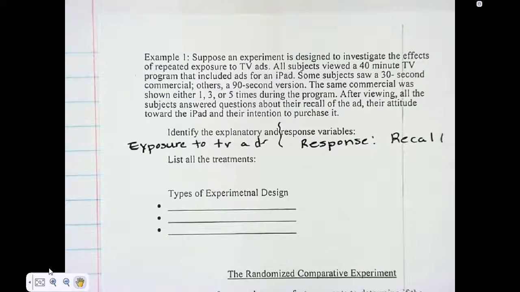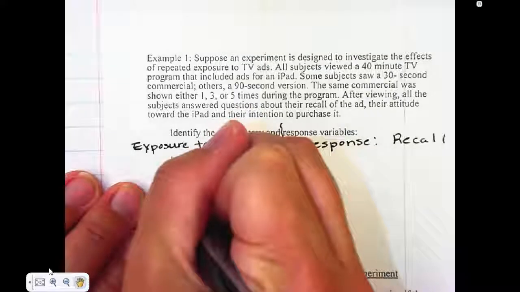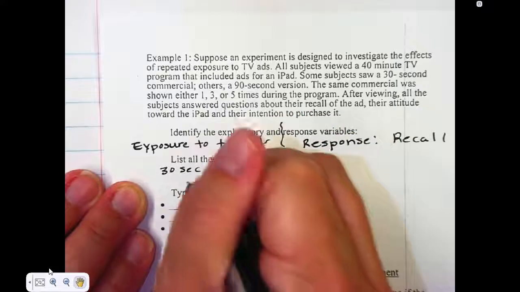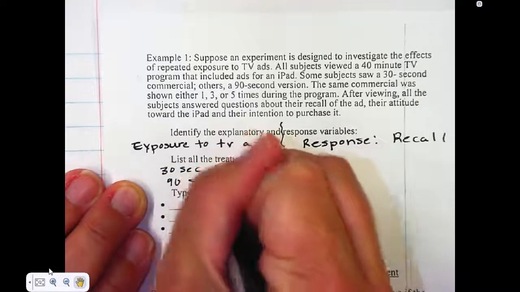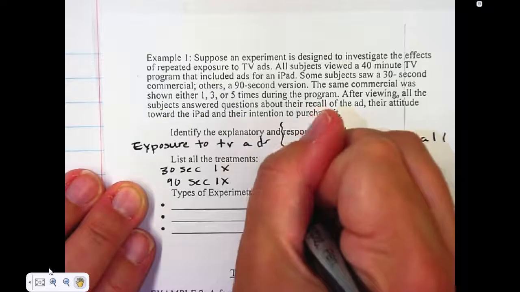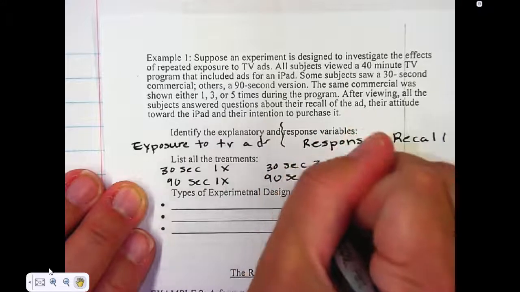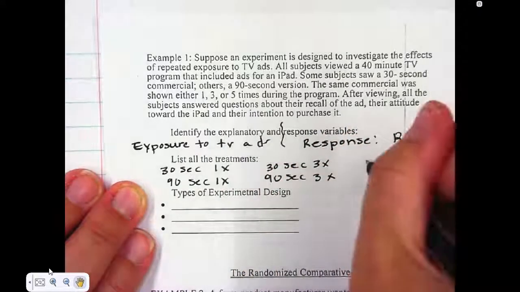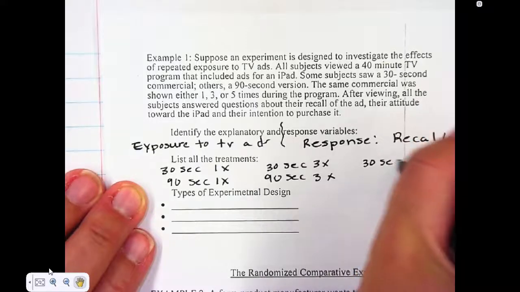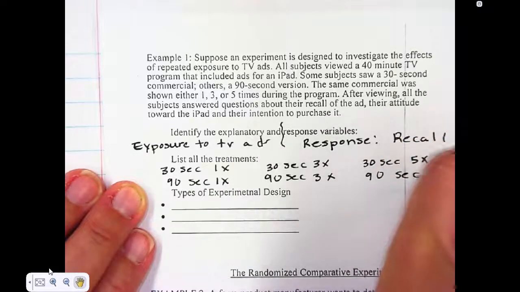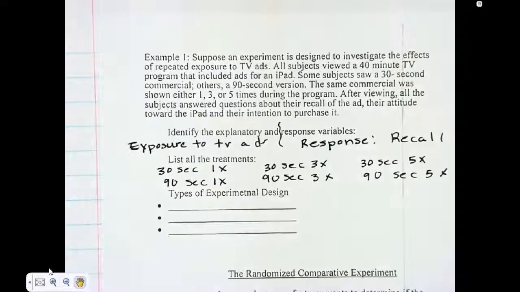Now for this one, they wanted you to list all the various treatments. And for this one, there's 6. There's a 30-second video that you could see one time. There's a 90-second video that you could see one time. There's a 30-second video that could be seen 3 times, and a 90-second that could be seen 3 times. Then 30-second 5 times, and 90-second 5 times. So you can see you have each of those right there.